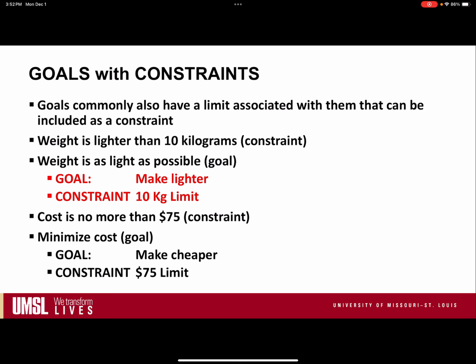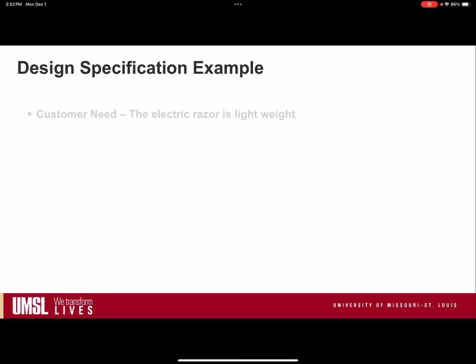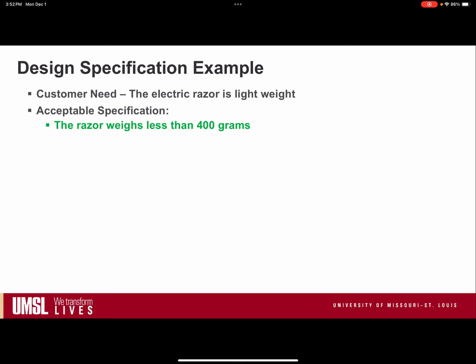And a lot of times we could have scenarios where the cost is only a constraint. As long as it's $75 or less, we don't really care how much it is. So you don't need to try to make it as cheap as possible.